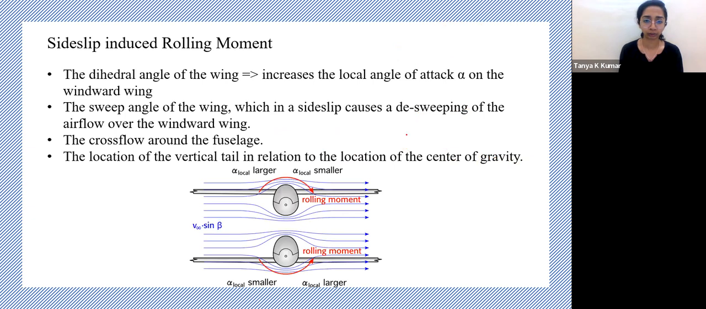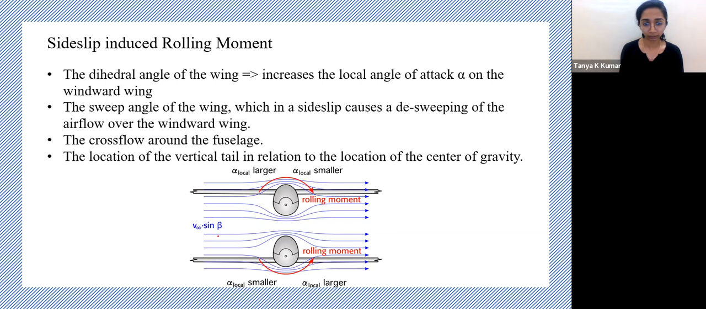Cross flow across the fuselage was this point, which is seen in this figure. For a high wing, low wing, we've seen several times why it contributes towards stability. This cross flow across the fuselage also makes the angle of attack locally larger and smaller depending on the high wing, low wing configurations. So this again introduces a rolling moment.